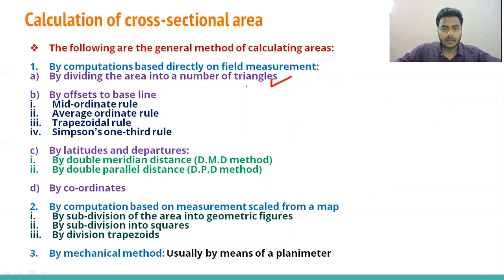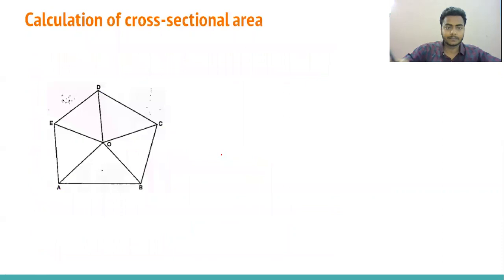So in this method, we will divide the whole area into a number of triangles, and then we will calculate the area of each triangle. Then we will do the addition and summation, and we will get the total area of the figure. Now, by offset to the baseline, we can use these four methods to calculate the area if offsets are given. By latitude and departure, there are two methods. By coordinates, so let's see one by one.